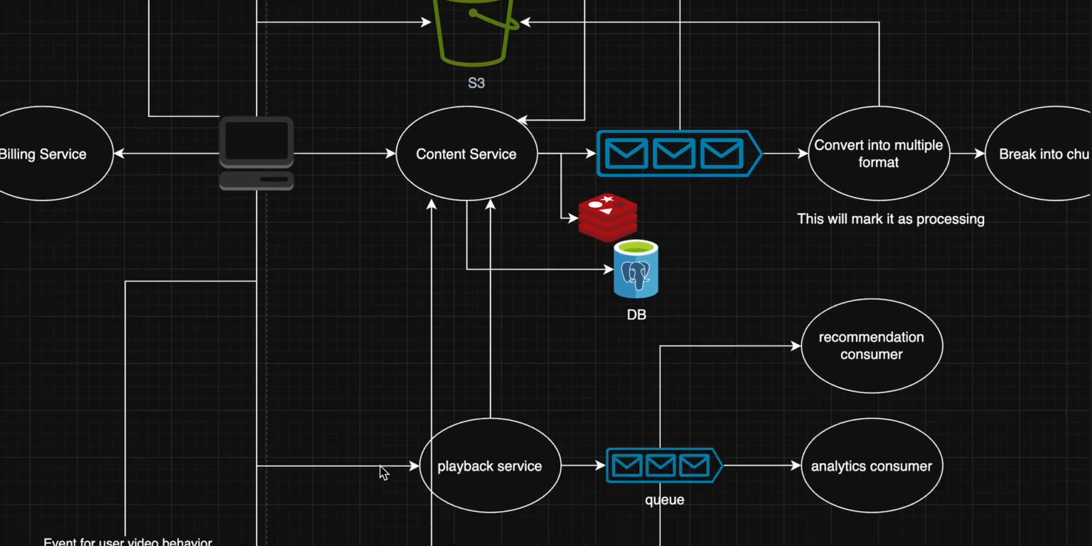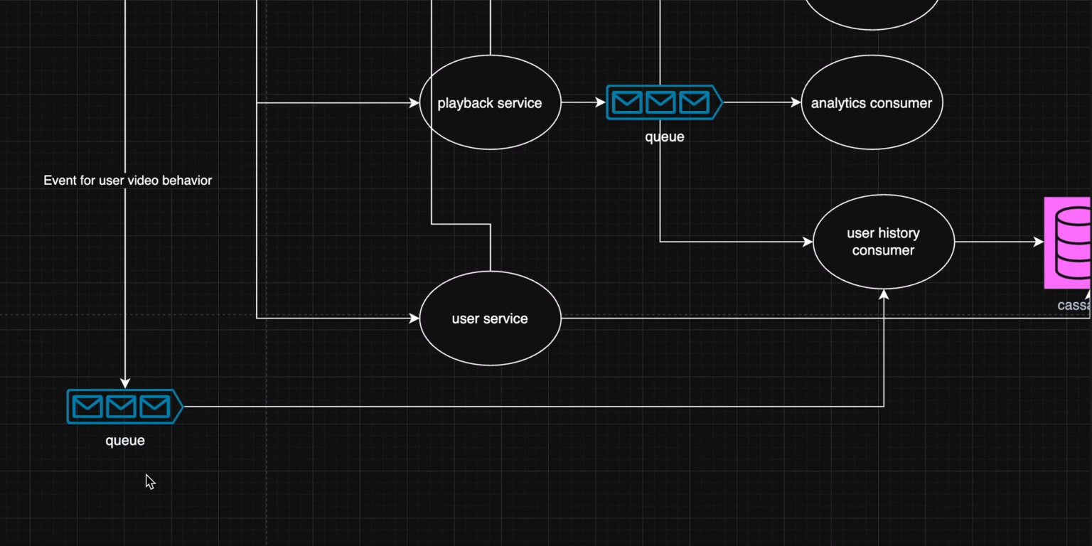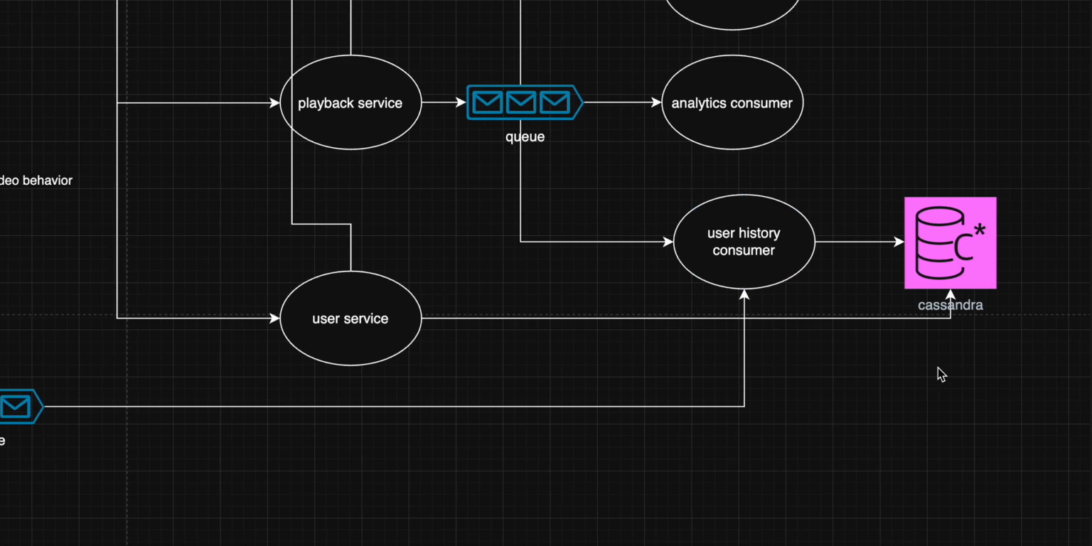and then this client can push an event of which video and at which part the user is, and that can be consumed by the user history consumer, and it will save data in Cassandra. Why have we chosen Cassandra here? Because user history has high throughput of both reads and writes, and Cassandra is very much capable of handling this kind of traffic.